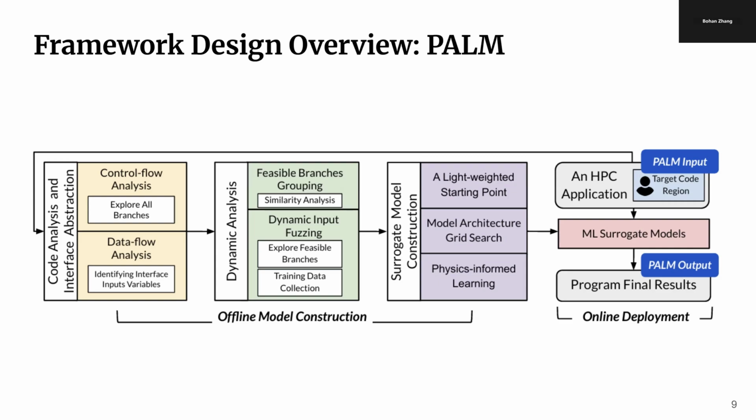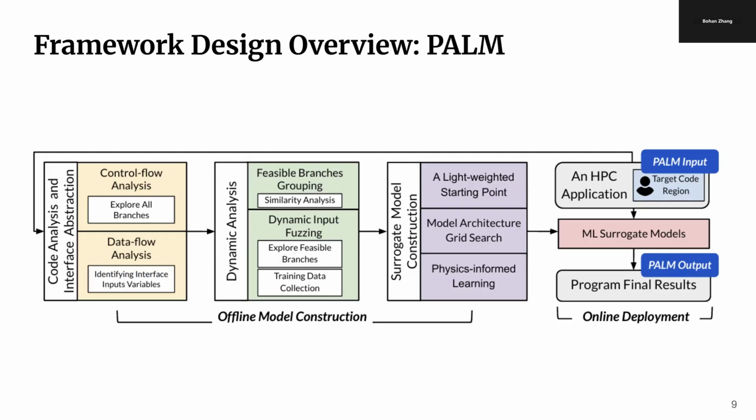This is the overall PALM workflow in two phases: the offline construction on the left, the online deployment on the right. At the offline phase, we begin with code analysis and interface abstraction. We compile the code into LLVM IR and run control flow analysis to find all the branches. Then data flow analysis on each branch identifies its interface inputs and outputs.